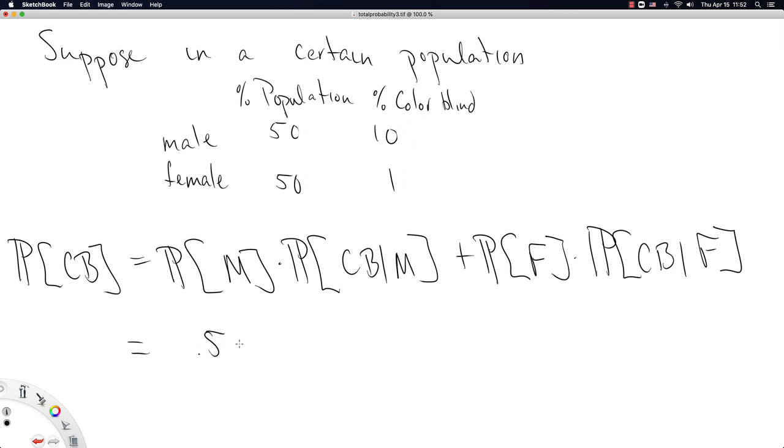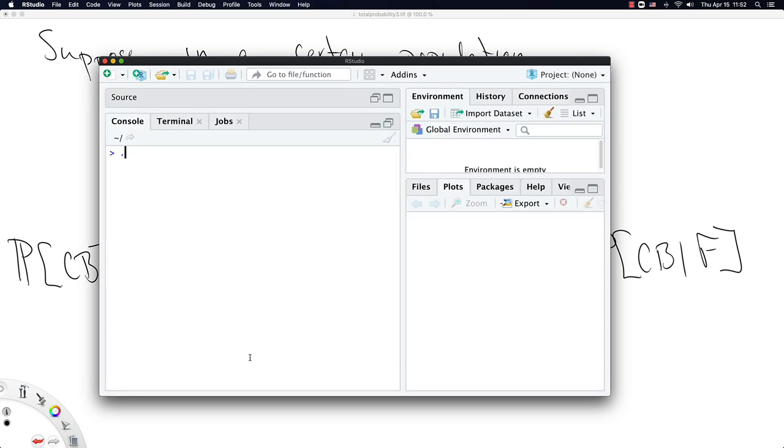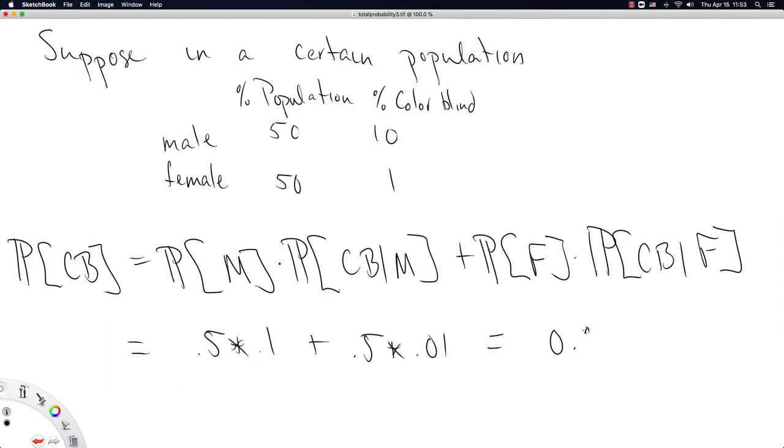So this turns out not to be so bad. 0.5 times 0.1 plus 0.5 times 0.01. Because R is the most powerful calculator we have, we will jump right into R to do all these calculations for us. 0.055. So this is equal to 0.055 or 5.5%. So if we were to go into this population, this totally fictional population, and randomly select an individual, there is a 5.5% chance that we will identify from that random selection of one individual a colorblind person. Okay, this wasn't so bad.